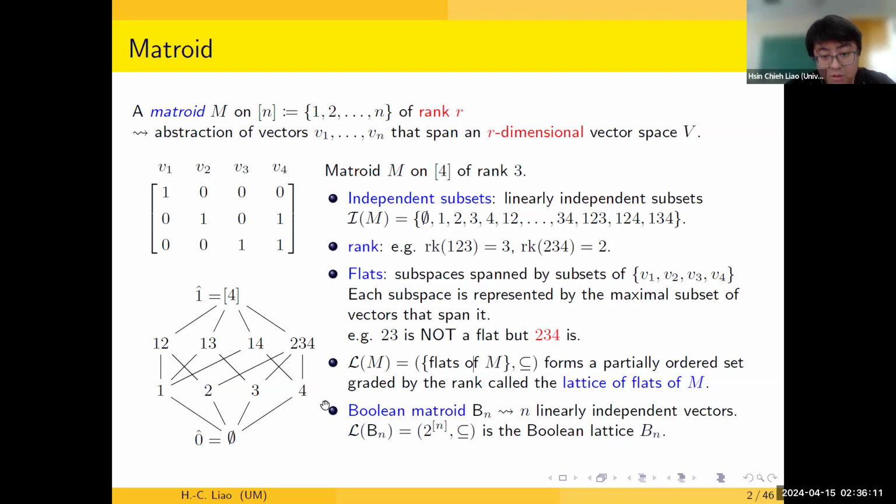In our thesis, we also mention the Boolean matroid, which is very special for us. You can think of it as a collection of n linearly independent vectors. Any subset of these vectors itself forms a subspace and they are all distinct. So the lattice of flats of the Boolean matroid is just all the subsets of 1 through n with the containment relation. This is just the Boolean lattice, and that's why we call this the Boolean matroid.